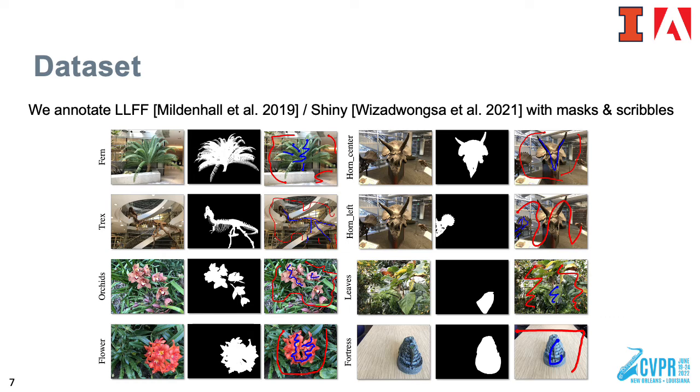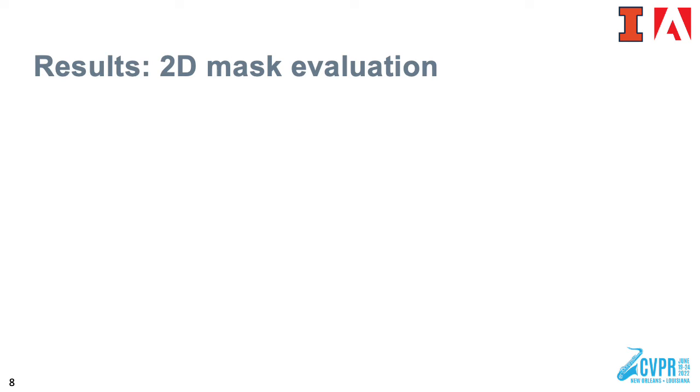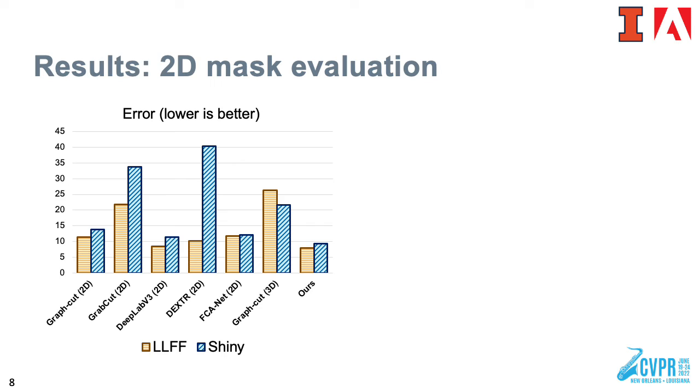For evaluation, we annotate the LLFF and Shiny datasets with ground truth masks and human scribbles. The labels are of very high quality, which we obtained using a professional service and are available for public use on the project website. For experiments, we first render the foreground voxel locations to a novel view for 2D mask evaluation. On both datasets, our method outperforms all the baselines.